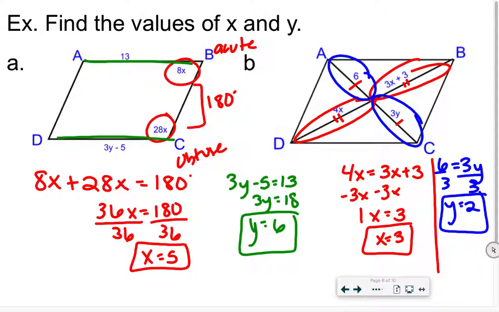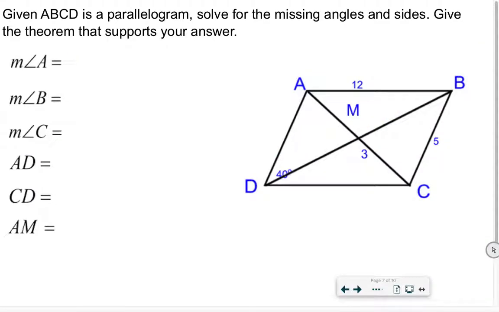We just have a couple graphing problems to finish, then we're going to move on to the 7.3 notes, which aren't a whole lot different than the 7.2. There is one on your homework like this, so let's go through this one. It says, given ABCD is a parallelogram, solve for the missing angles and sides, give the theorem that supports your answer. This 40, by the way, right here, angle D is all of angle D.